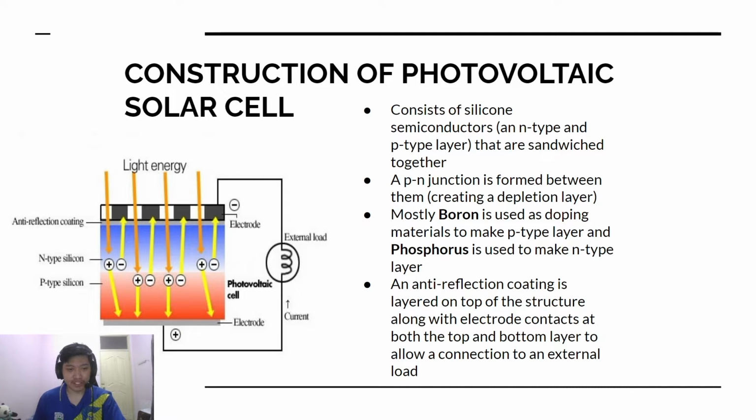This is to prevent any reflection of light energy and reduce the efficiency of it. And an electrode contact is added on the top and bottom layer. These two layers act as contact to allow us to connect an external load to the solar cell, allowing us to make use of them. Moving on.